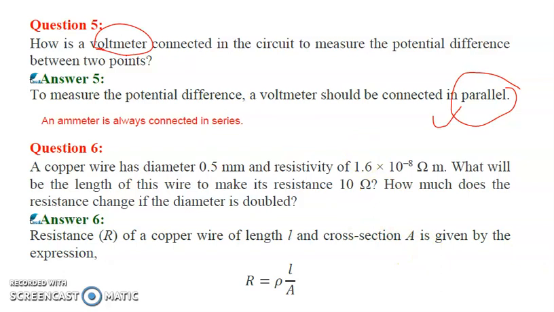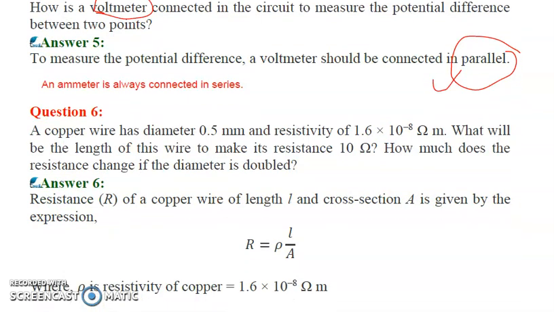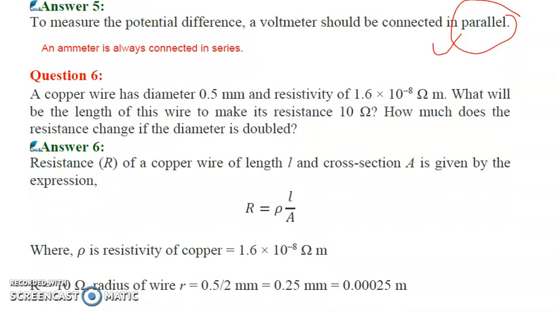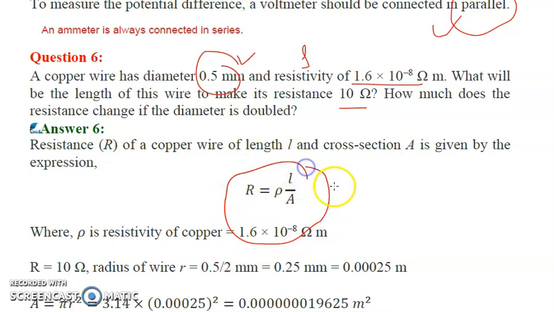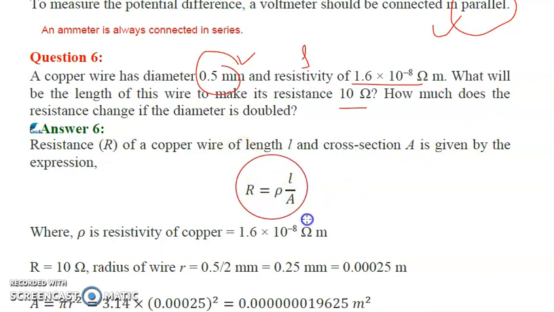Okay. In question number 6 there is a lot of calculation, so I suggest you do it carefully. What has been given to us is a copper wire of diameter 0.5 mm and resistivity rho. What will be the length of the wire to make the resistance this much? We know that the formula for resistance of a wire is R is equal to rho L upon A, where rho is the resistivity, L is the length and A is the cross sectional area.